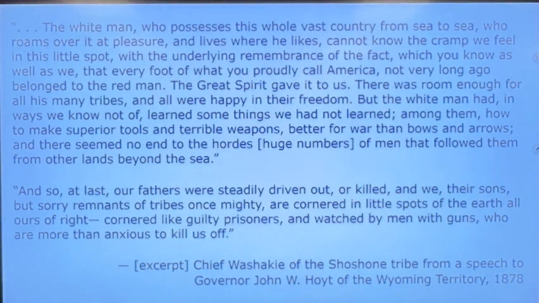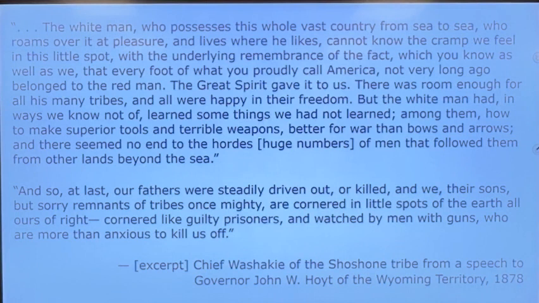So in this speech, this is what he had to say to the governor. "So the white man, who possesses this whole vast country from sea to sea, who roams over it at pleasure and lives where he likes, cannot know the cramp we feel in this little spot, with the underlying remembrance of the fact, which you know as well as we, that every foot of what you proudly call America, not very long ago, belonged to the red man.